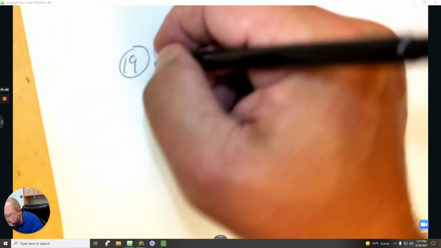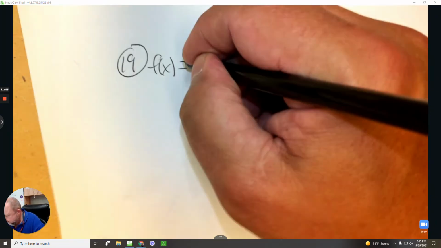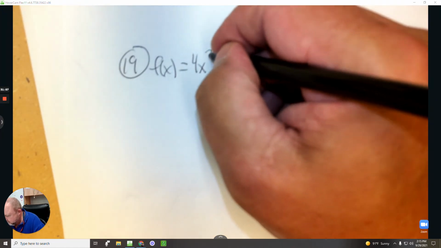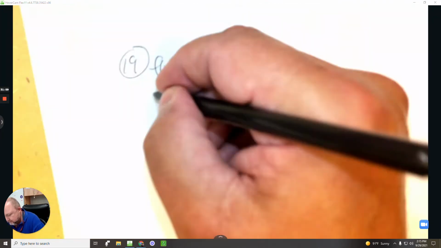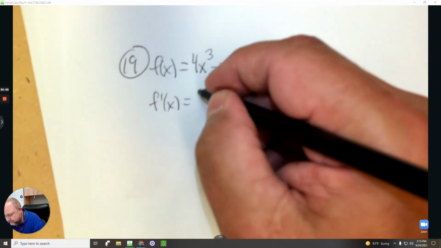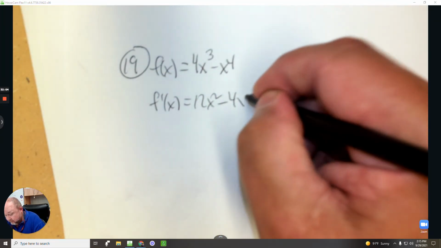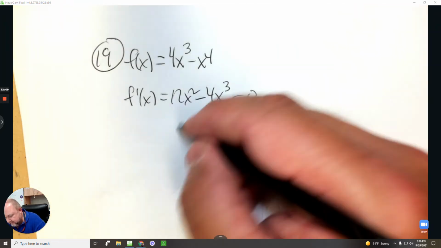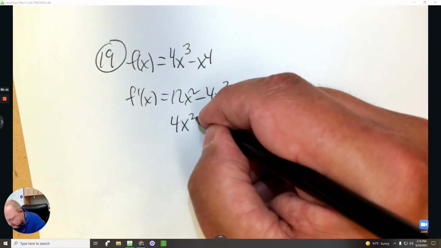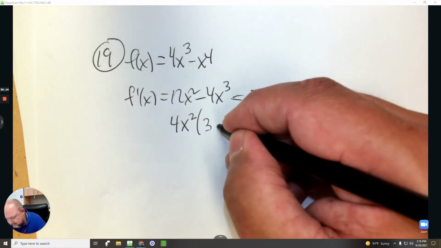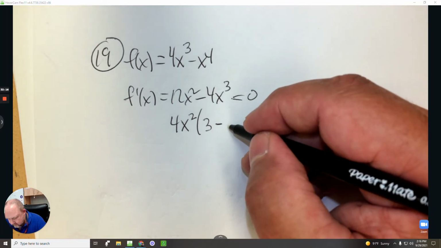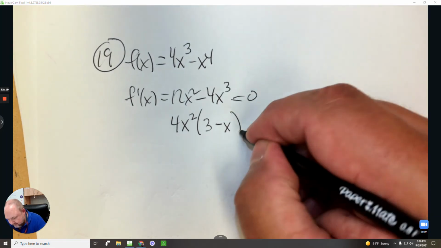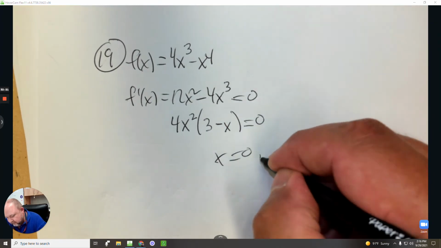Number 19. For number 19, the function is 4x cubed minus x to the 4th. So the derivative of that is 12x squared minus 4x cubed equal to 0. I'm going to factor out a 4x squared. So that's 3 minus x. That's it. So the answers are 0 and 3.